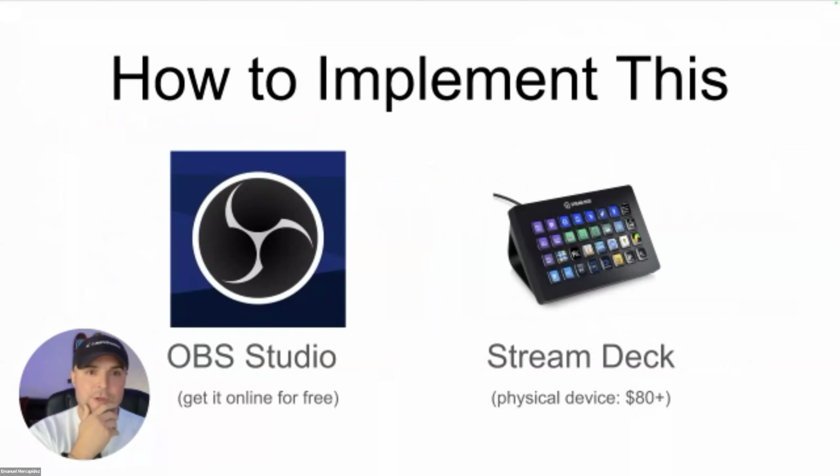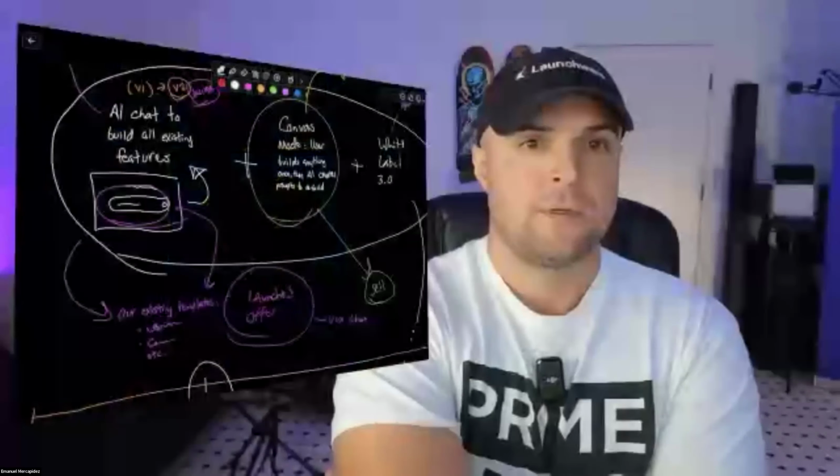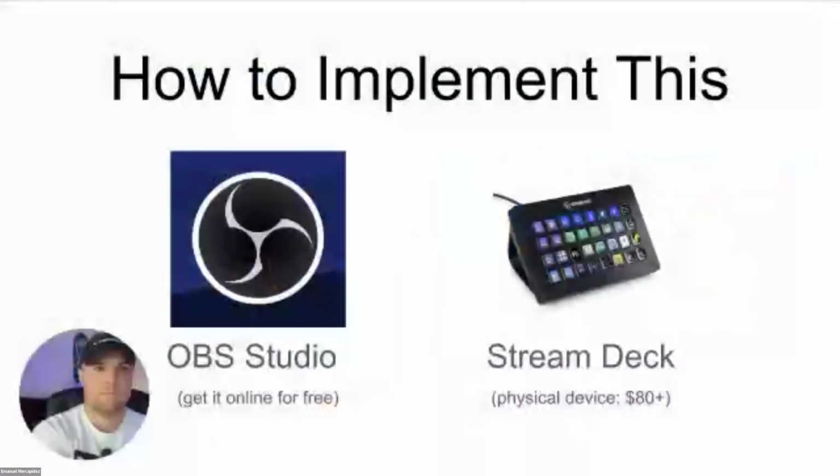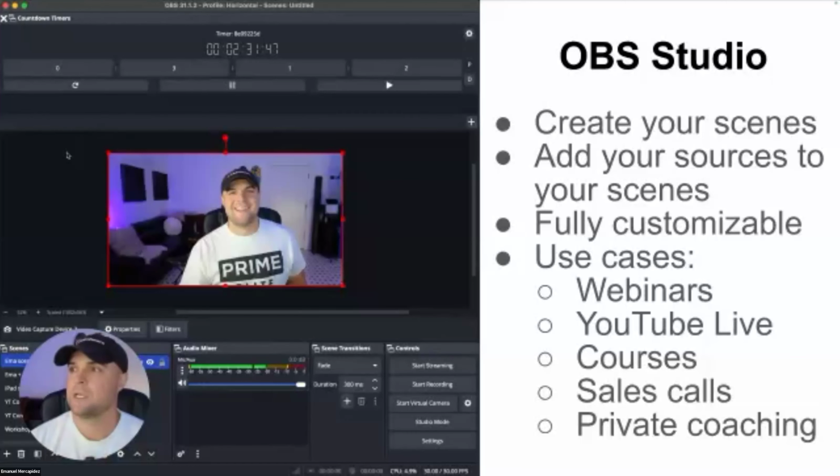That is what is allowing me to do, these are different scenes, right? So these are all scenes. And then the physical device, you buy it on Amazon or from their website. It's called the Stream Deck. I have the XL. What you see on the screen is the XL. You have, I think, 32 buttons. You can program them. You can put folders inside of buttons and do whatever you want. Unlimited customization with both of these tools.